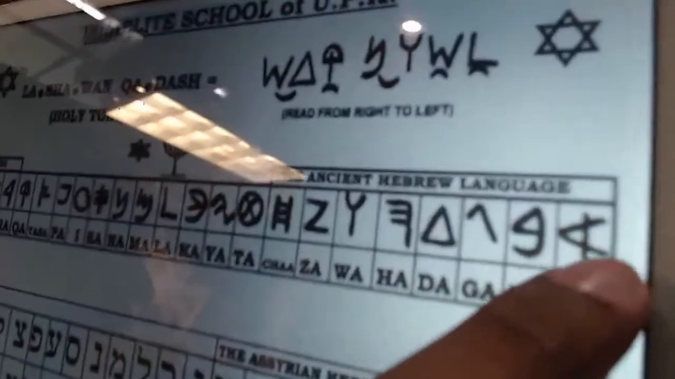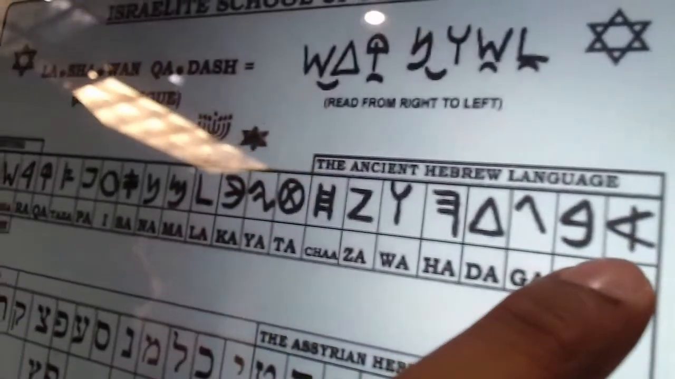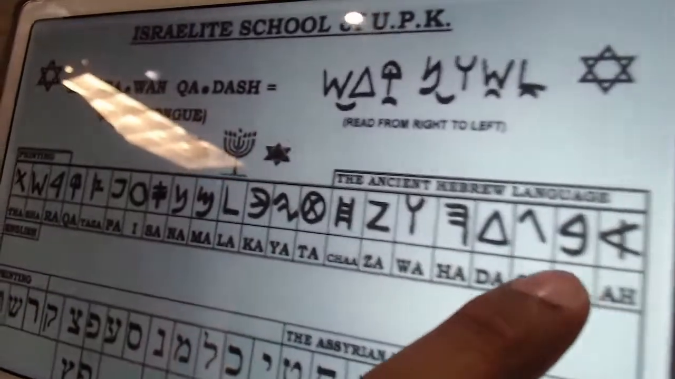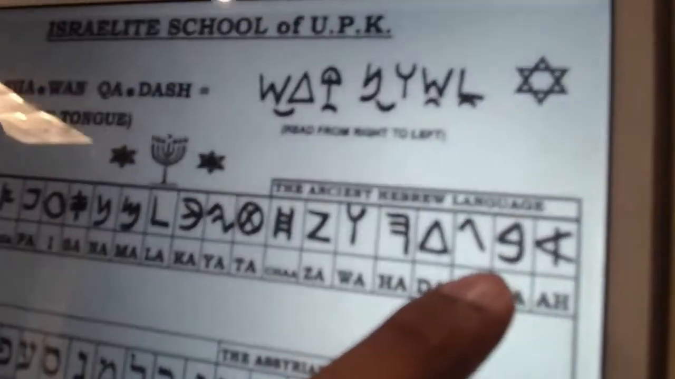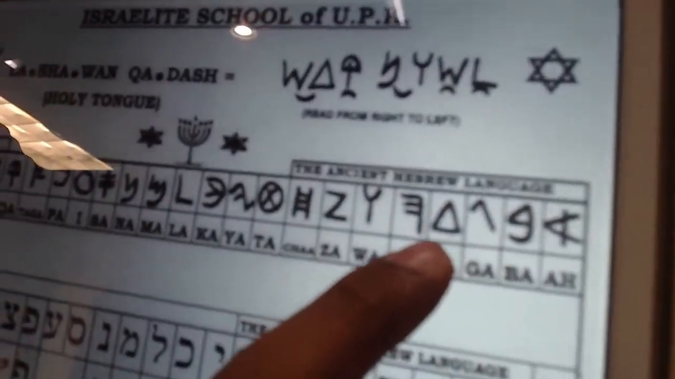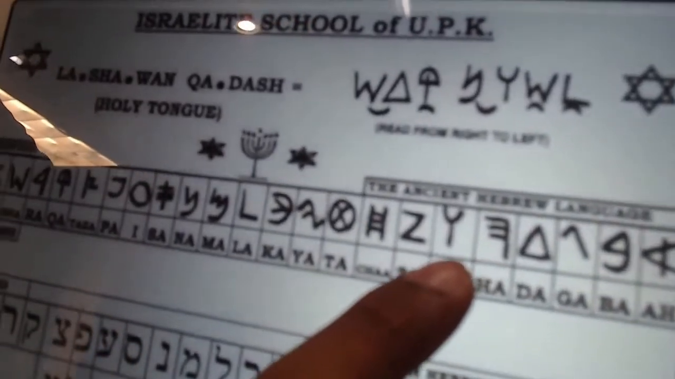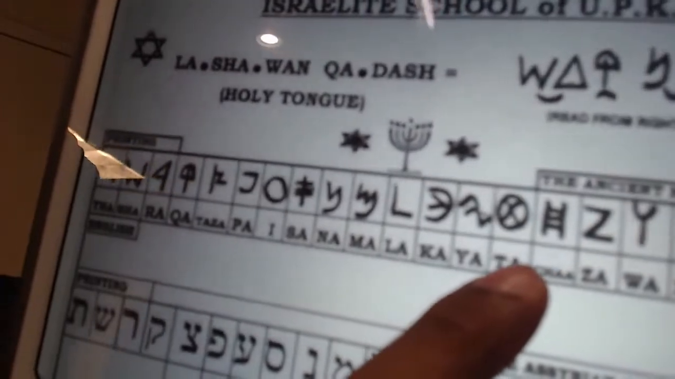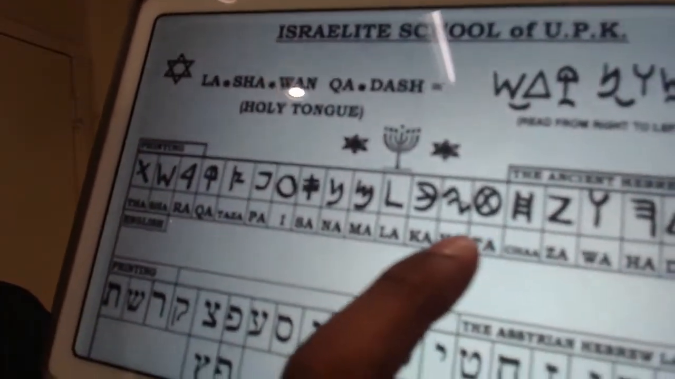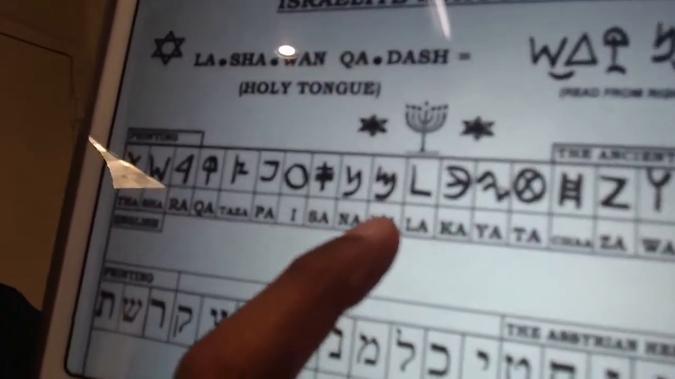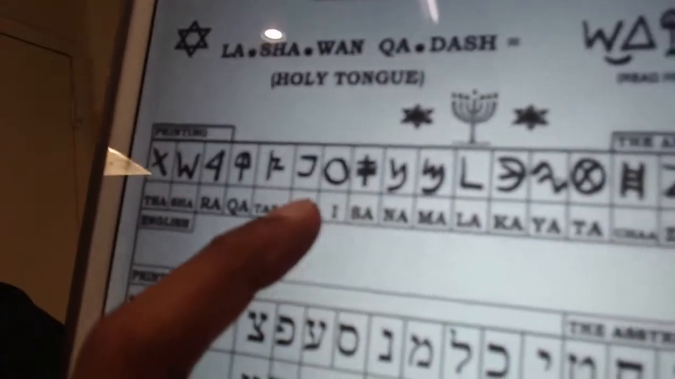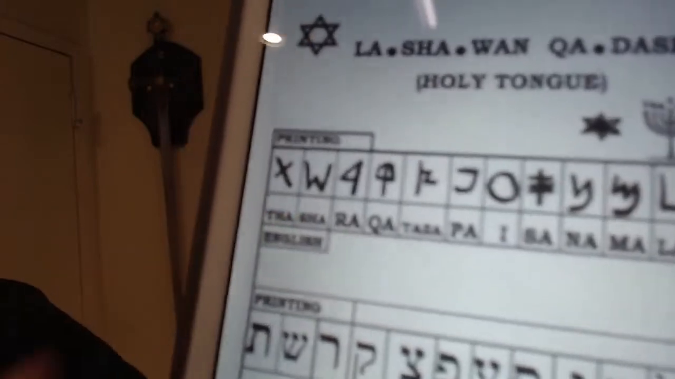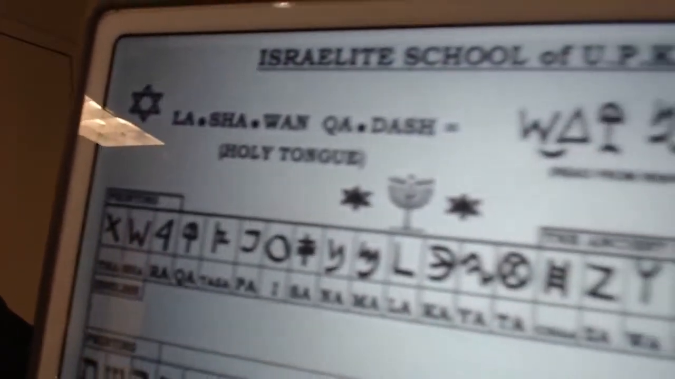So of course, this right here, alap, is the figure of a cow's head. The sound is ah. This is ba. This is ga. This is da. This is ha. This is wa. This is za. This is ka. This is ta. Ya, ka, la, ma, na, sa, a, pa, ta, za, kwa, ra, sha, sa. Okay?